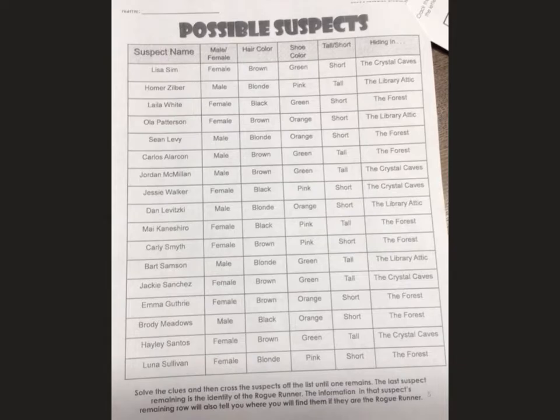So you can see this list is really long, okay? And what our clues are going to do is help us decide if our suspect is male or female, what hair color they have, the color of their shoes, if they were tall or short, and where they are hiding. Okay, so there's one clue to help us eliminate the other options. Okay, and the one that fits every one of those 5 is your suspect.